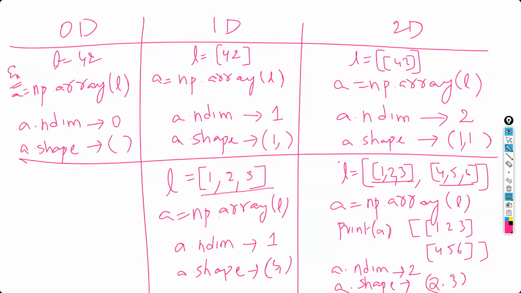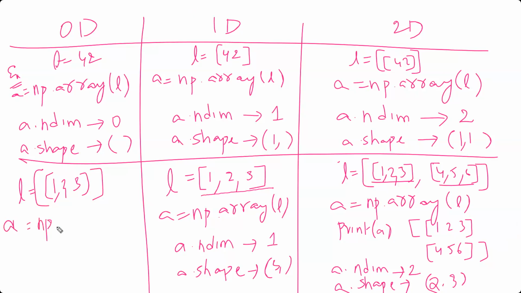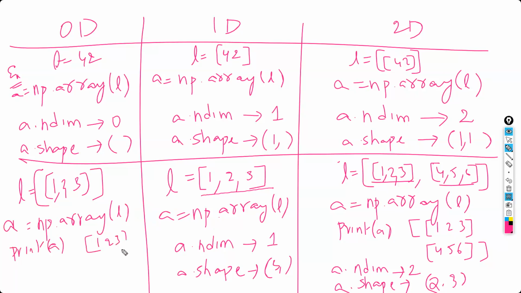Okay. Now, one more example. L is equal to the list 1, 2, 3. Now, for this list, one more bracket is there. And I'm converting A is equal to np.array of L. Now, if I print A, it will be printed as 1, 2, 3, which looks one dimensional, but it is not one dimensional, it is 2-dimensional. If I ask ndim, I am going to get 2 in this example. It is 2-dimensional because it is a nested list with 2 square brackets.